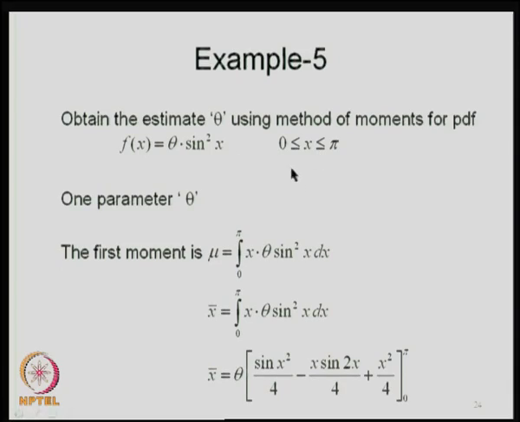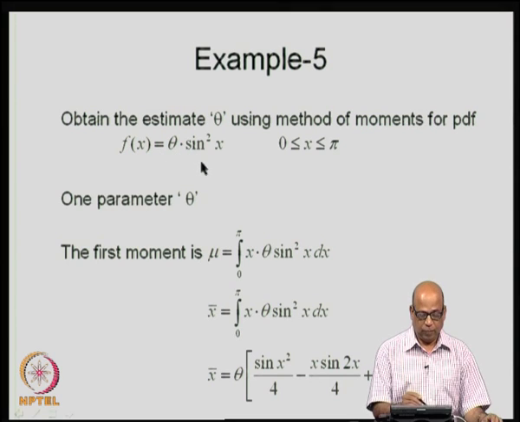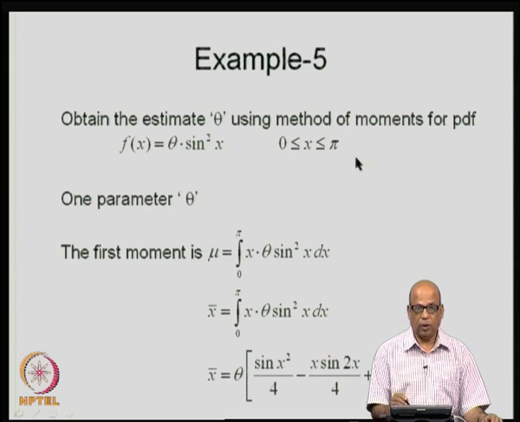So, let us look at one other example here, which again has a single parameter theta. So, f of x is equal to theta sin square x for x varying between 0 and pi. You can verify that this in fact is a valid PDF by integrating this between 0 and pi, and you will get 1. So, this has one parameter theta.